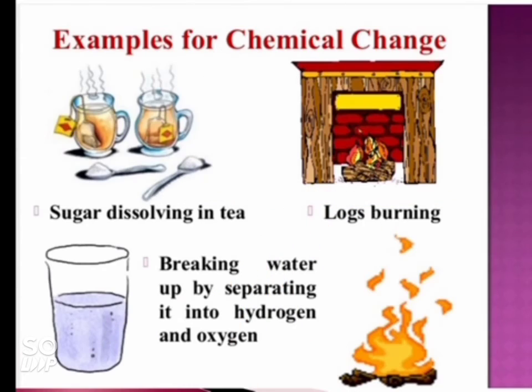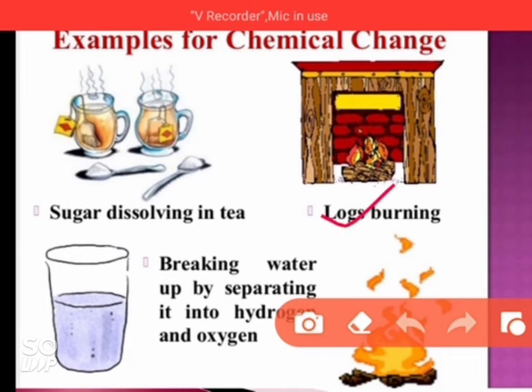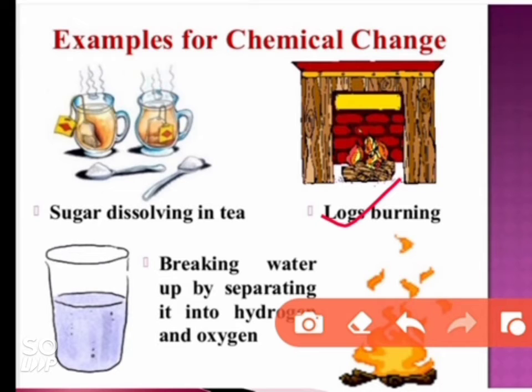Here are some other examples of chemical change. First one is sugar dissolving in tea. Next is logs burning or wood burning. When we burn a log or wood or paper, it produces light, heat, changes the color, and all these signs show it is a chemical change.